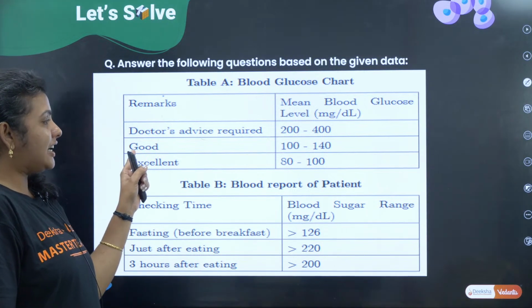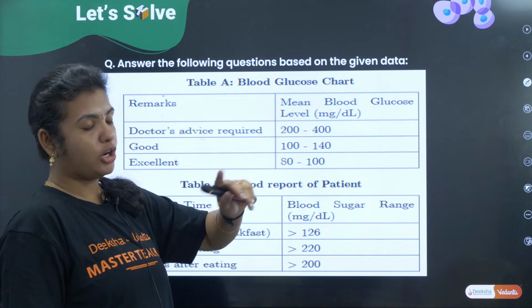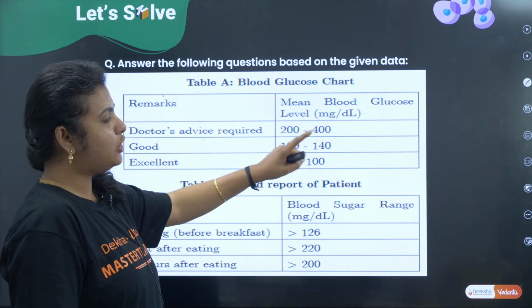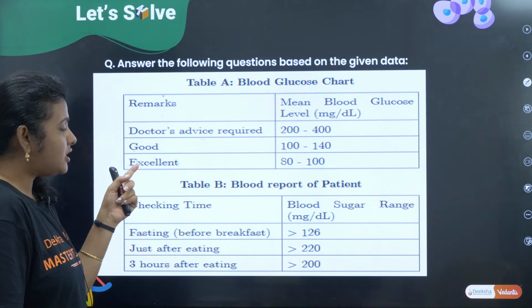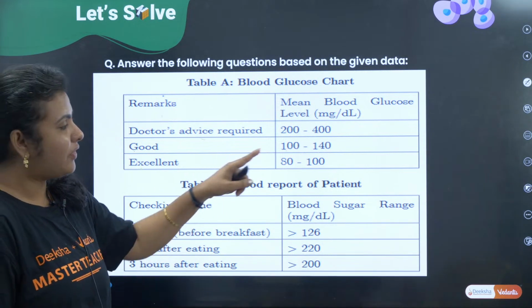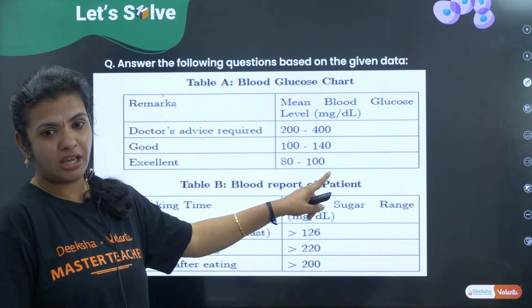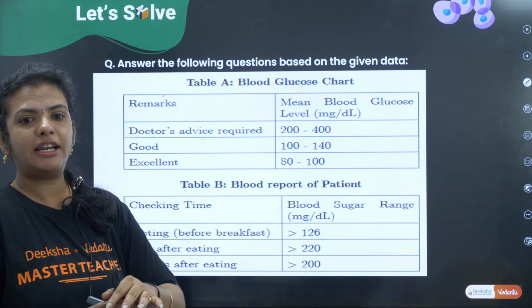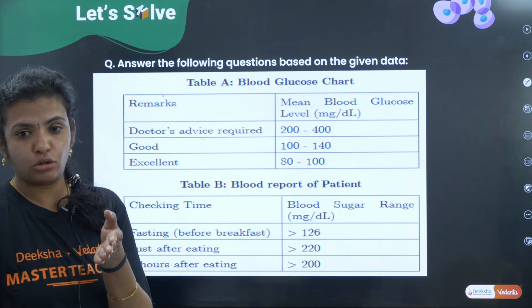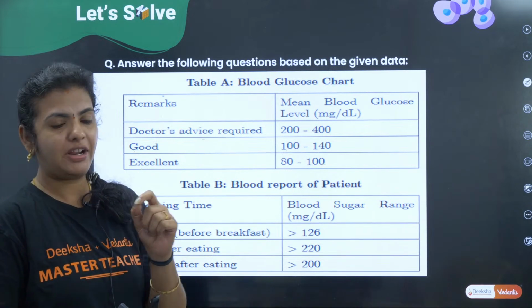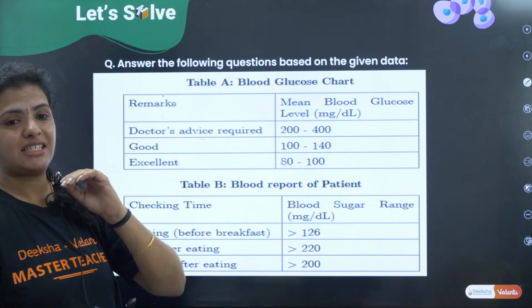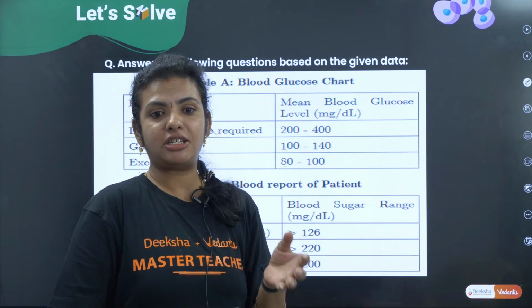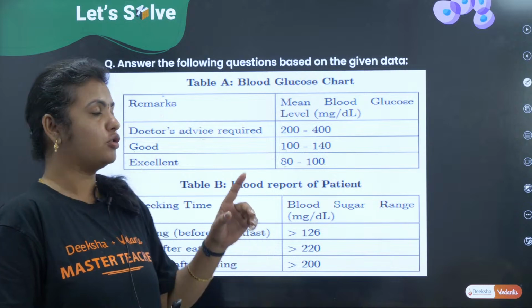Glucose is said to be good in a person's body when it is 100 to 140 mg per deciliter. Glucose level is said to be excellent when it is 80 to 100 mg per deciliter. So early in the morning, that is your fasting blood glucose level, if it is 80 to 100, I would say it's an excellent report of the patient.